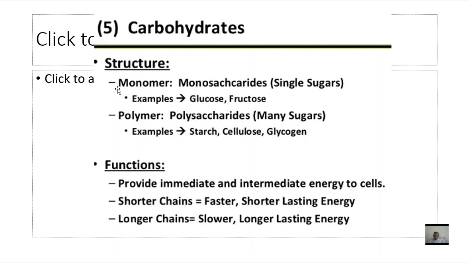What is the structure of the carbohydrate? The monomer is the monosaccharide, a single sugar. Examples are glucose and fructose. Then we have the polymer, which is many sugars, polysaccharides, many sugars combined with each other. Examples are starch, cellulose, and glycogen. Glucose and fructose are examples of the monomer. Starch, cellulose, and glycogen are examples of the polymer.